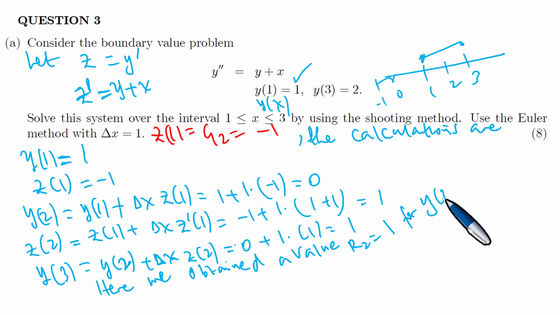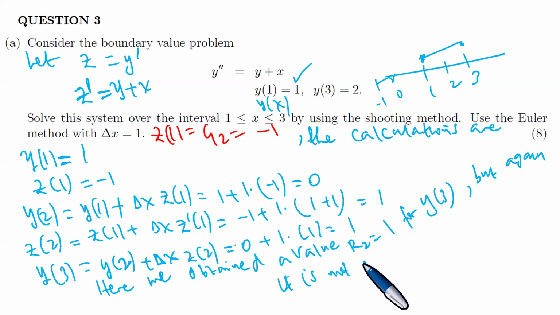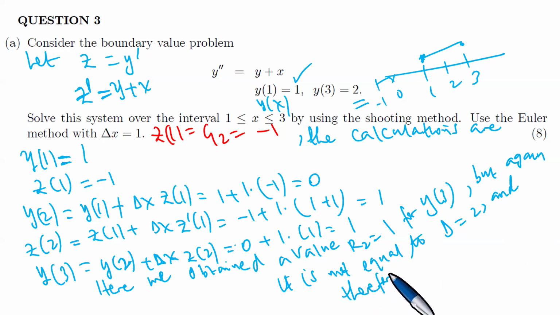Still, we did not get what we're supposed to get, which is 2. We need 2 for y3, but we got that y3 is 1, so we still misfired, and therefore we need another guess.